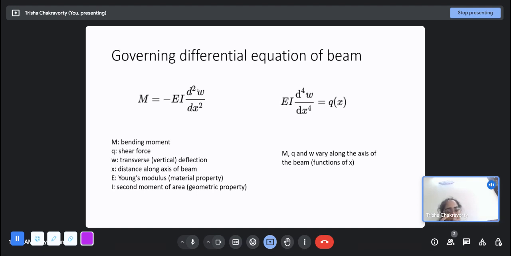So we know that at x equal to 0, W equal to 0. Then we also know that there can be no slope at the fixed end. So at x equal to 0, W dash is 0. The slope here is dW/dx.